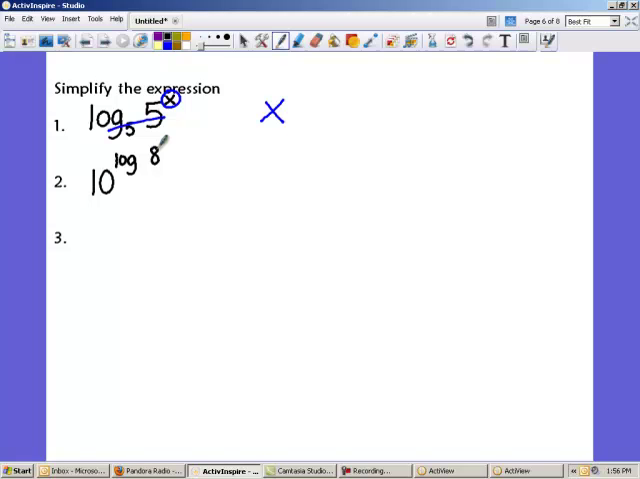Again, we have a 10 raised to log base 10. Remember that if it's not written there, it is a 10. So in this case, if you feel like writing it in, you could. This also will cancel out, and whatever's left over will be your answer. And number 3.